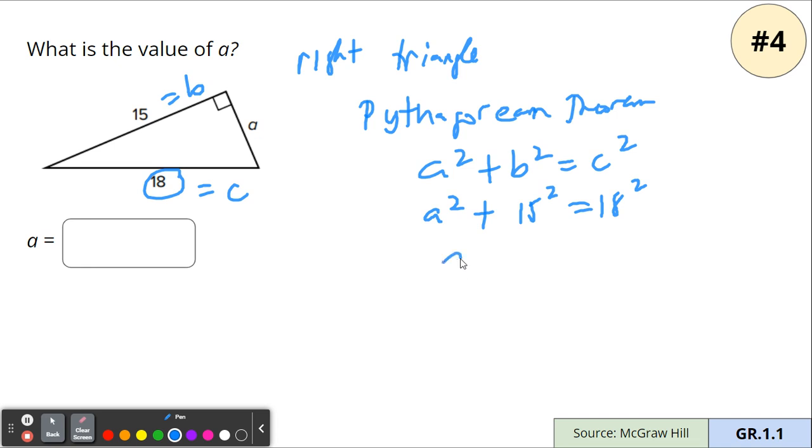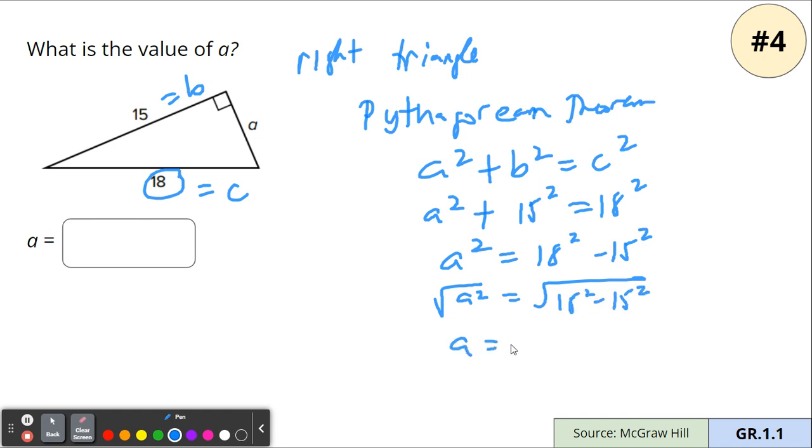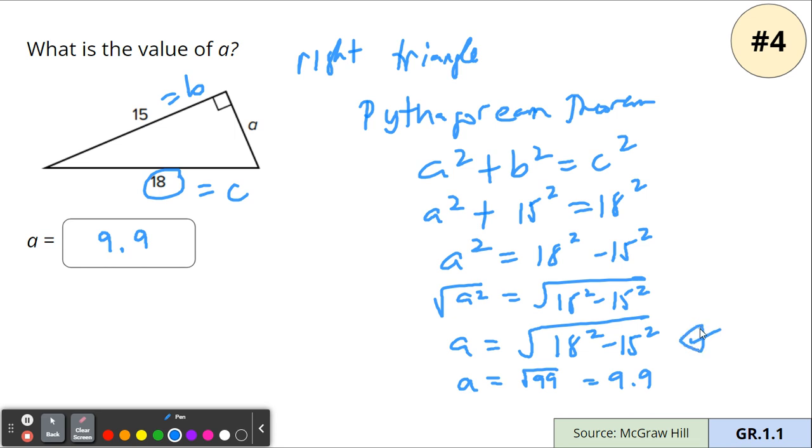So we can actually do this one. A squared is equal to 18 squared minus 15 squared. And we can get the square root of both sides here. So we will have A is equal to the square root of 18 squared minus 15 squared. If you're going to press it in your calculator, that will be the square root of 99, and that will give you, okay, 9.9. So therefore, our A is 9.9 units. Okay, so again, this one, you can press it in your calculator to come up to 9.9, since we are allowed to use the fast calculator during the test.